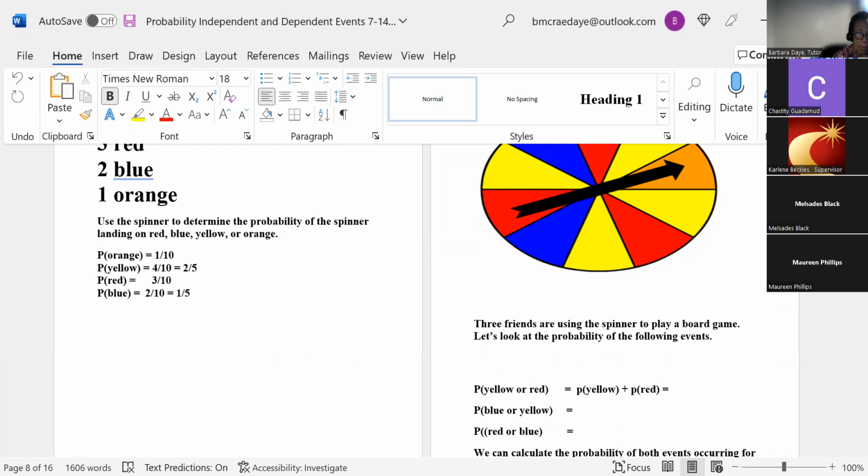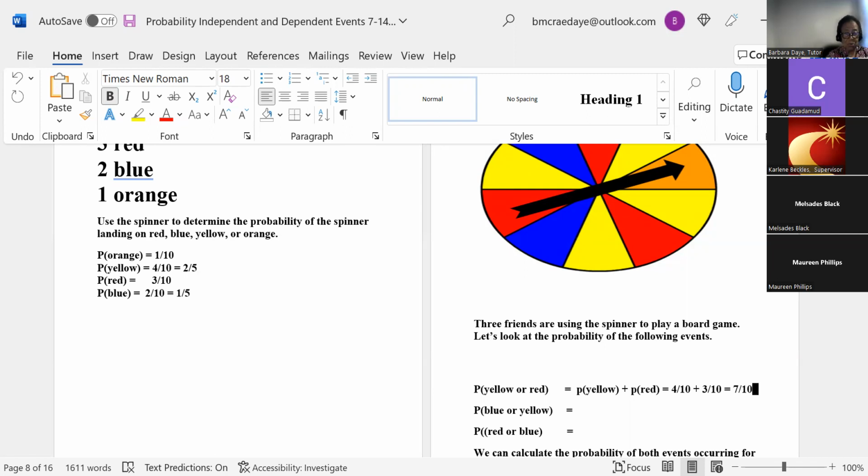I don't clearly understand that part. How many yellows are there? Four. And what's the total? The total amount of places, 10. Okay. Now, what about red? How many red are there? 3 out of 10. Right. And when they add together, you get what? We get 7 over 10. That's it.